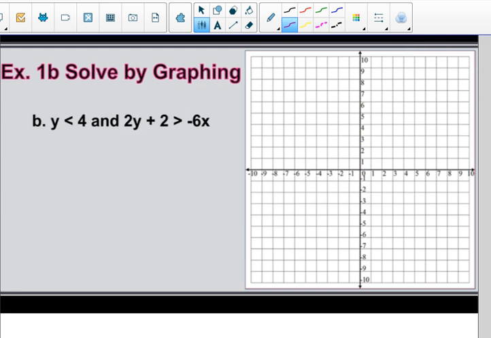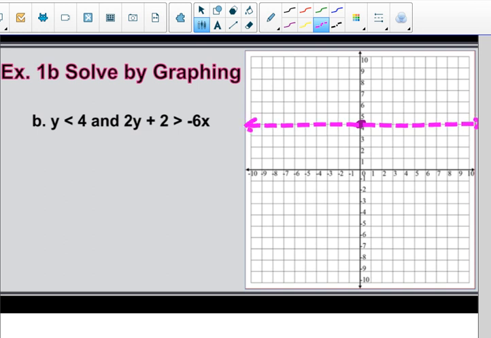We'll do one more together, and then there's two more that you can do yourself. Here it says y is less than 4. So I go to the y-intercept, and I put a point at 4. And it's less than that. I know it's a dotted line because it's just less than, so I'm going to draw a dotted line through that point.